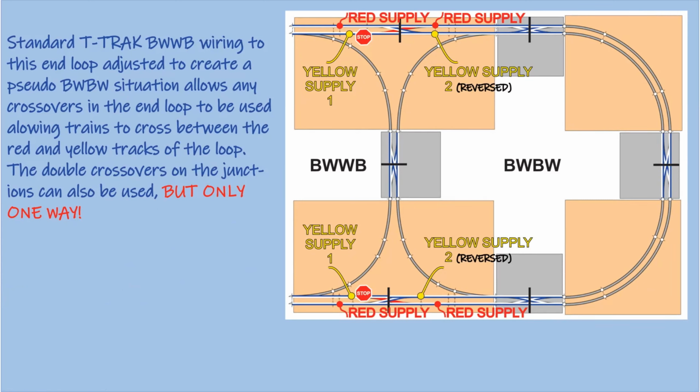Standard T-TRAK blue, white, blue wiring to this end loop, adjusted to create a blue, white situation, allows any crossovers in the end loop to be used, just like before. The double crossovers on the junctions can also be used, but again, only in one direction. Now, this is why I say the diagrams are going to need to be studied, because you can see the blue-white rails and how it all fits together.